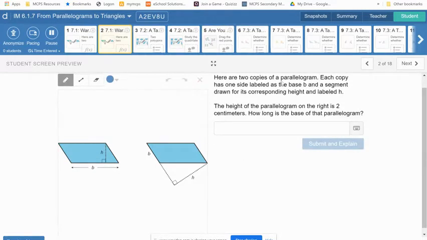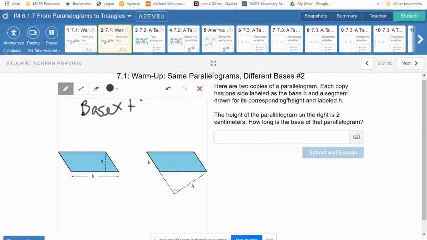Here are two copies of a parallelogram. Each copy has one side labeled as the base, B, and a segment drawn for its corresponding height and labeled H. The height of the parallelogram on the right is 2 centimeters. How long is the base of that parallelogram? So if you remember, the formula for finding the area of a parallelogram is base times height equals area.